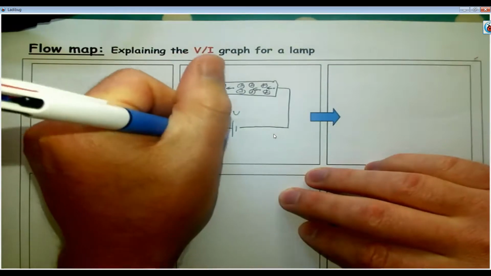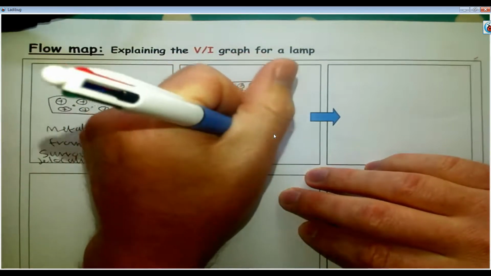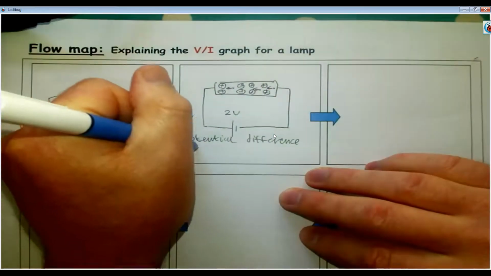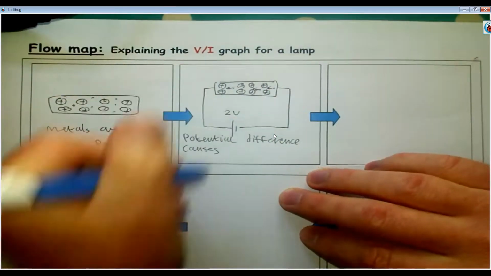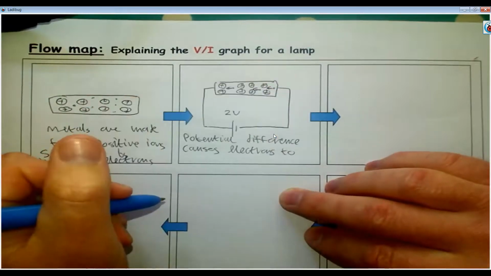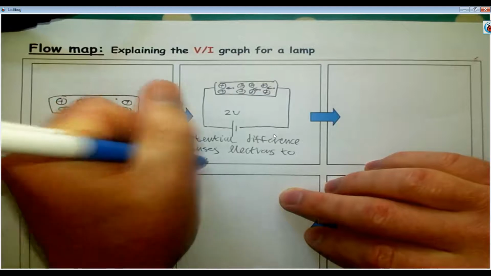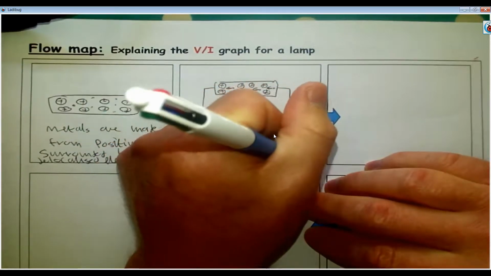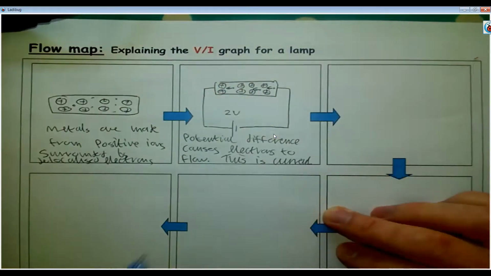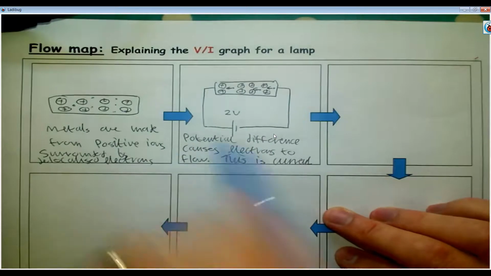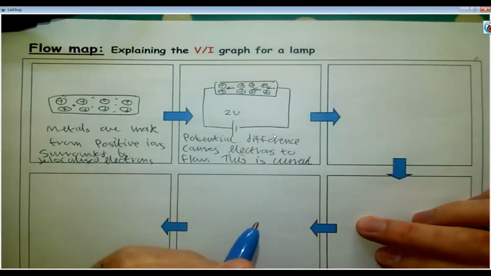Potential difference causes electrons to flow. This is current. So these electrons are moving through the wire because they're being pushed by that potential difference.